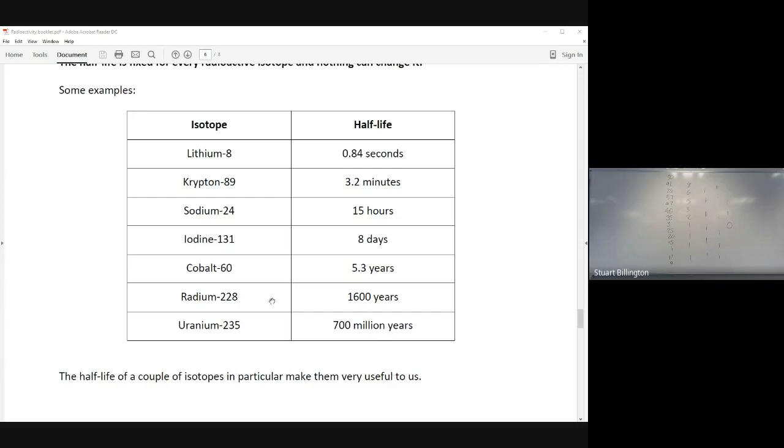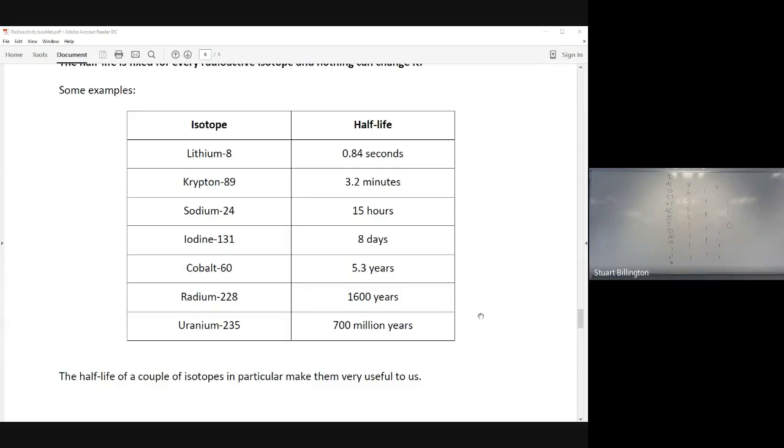But uranium-235, look at that, 700 million years. So if I did give you a Christmas present of a kilogram of uranium-235, in 700 million years, your descendants, passing it down as a family heirloom, would still have half a kilogram of it left after 700 million years.